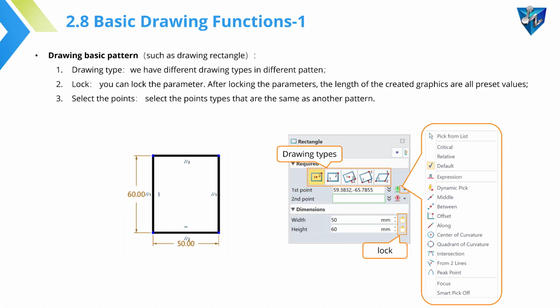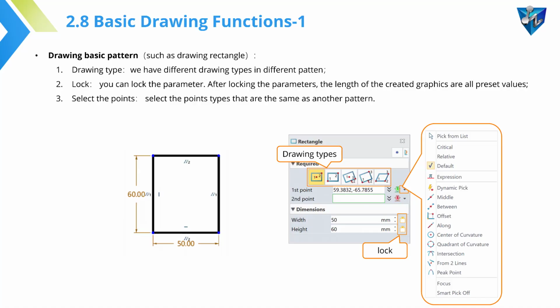In ZW3D, we have the different drawing types in different patterns. So as you can see from this window, we have several different ways to create a rectangle. For example, you can define the center point and the corner point to create the rectangle, or you can choose the opposite corners to create a rectangle, and other ways also. And for the dimensions, we have the lock function. You can lock the parameters. So after you lock in the parameters, the length of the created graphic will be set to the preset values.